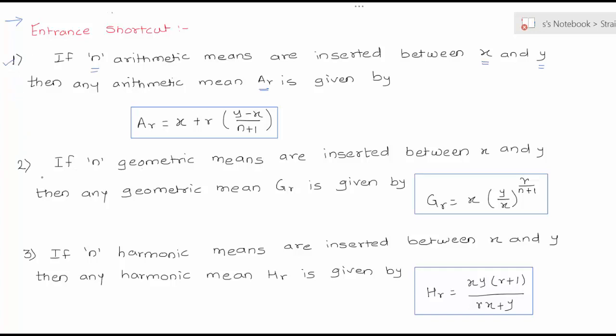If n geometric means are inserted between x and y, then any geometric mean Gr, any mean, you can find using the formula Gr is equal to x times (y upon x), the complete bracket raised to r upon n plus 1. R here is the number of the mean that we are finding. N is the number of means we are inserting. Okay, and then we can get each mean using this shortcut. The third says if n harmonic means are inserted between x and y, then any harmonic mean Hr is given by Hr is equal to xy into (r plus 1) upon (rx plus y).